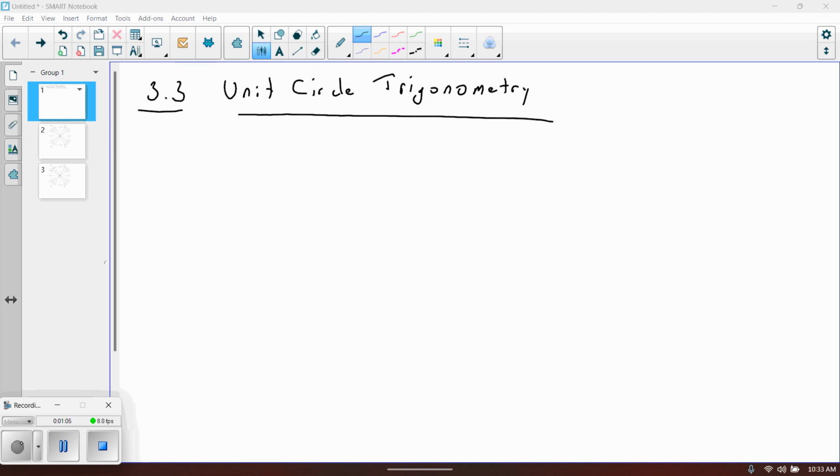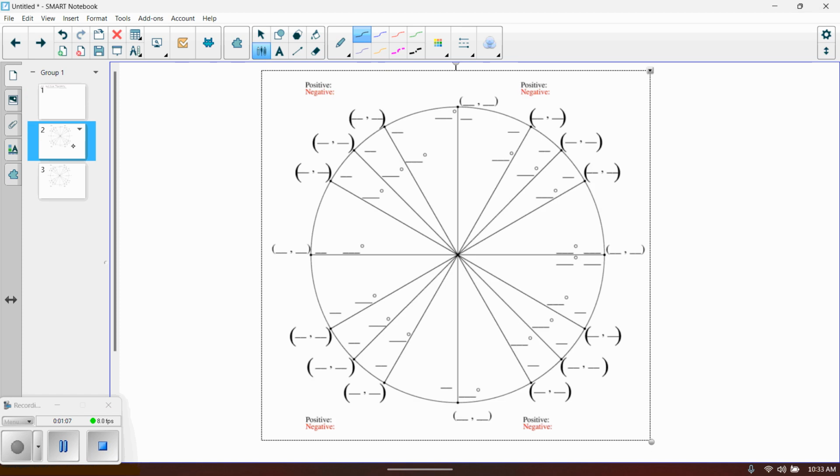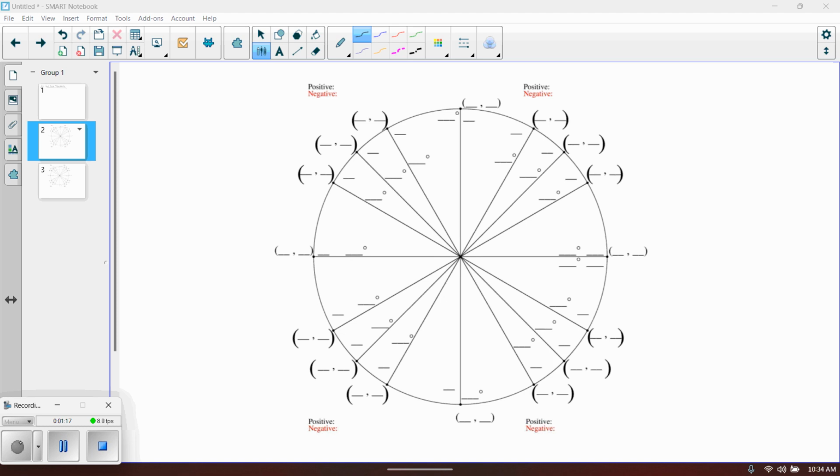So what I'm going to do is put up a picture of a unit circle. Give me a second there. I got to get that blue box off of here somehow. There we go. Okay, we already talked about the different quadrants that all the trig functions are positive and negative in. I'm just going to go ahead and put those back up here so that we remember.